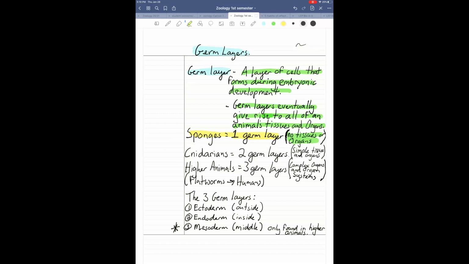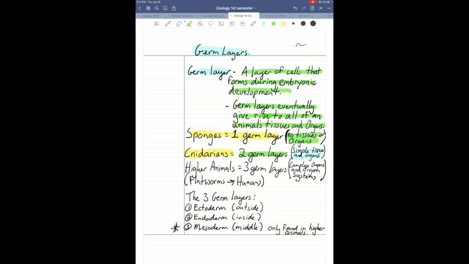Now when we compare that to cnidarians, they actually have two germ layers, and they use these two germ layers to form some simple tissues and some simple organs like the gastrovascular cavity and the neural net.